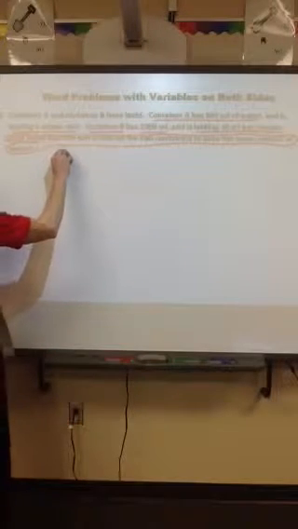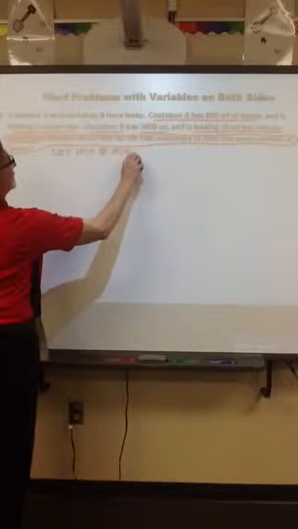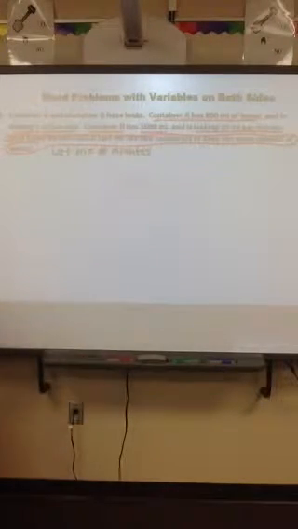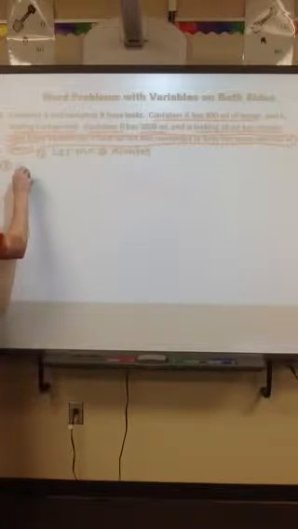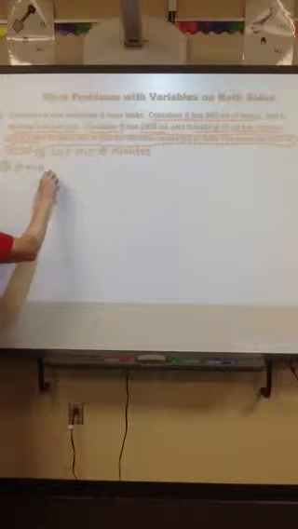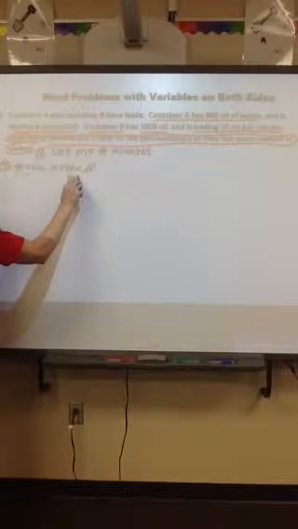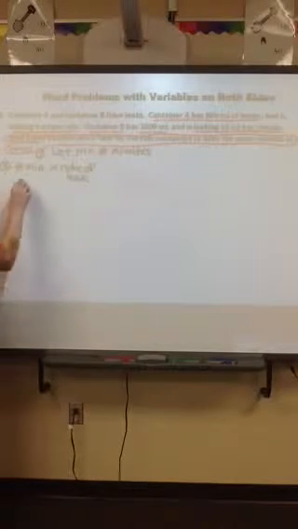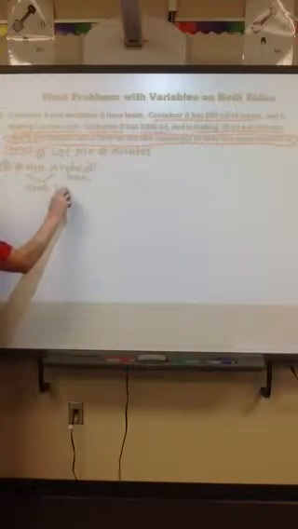So I'm going to let M equal the number of minutes to have the same amount of water. And then the second thing I'm going to do is, we know that if you take the number of minutes times the rate of the leak, that will give you the amount of the leak. Okay, so that's going to be equal to the amount that's leaked out.